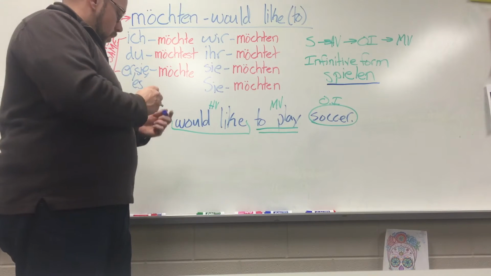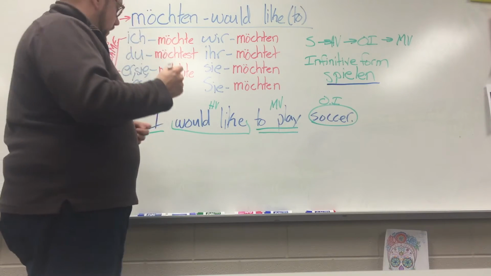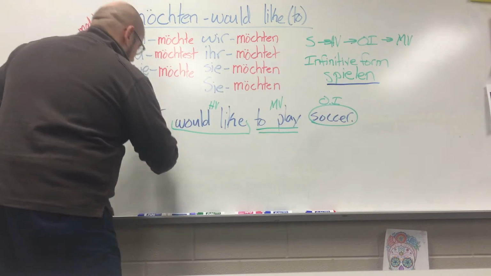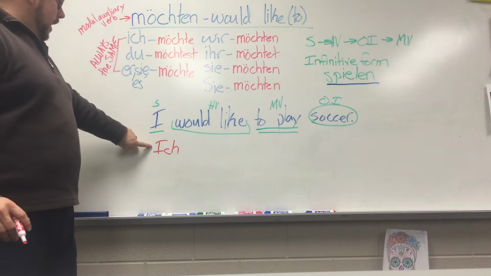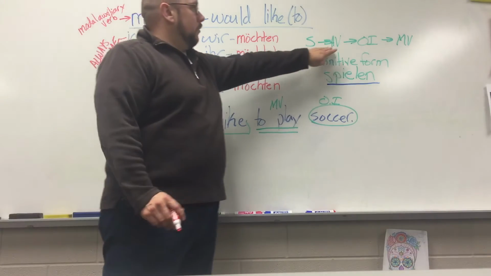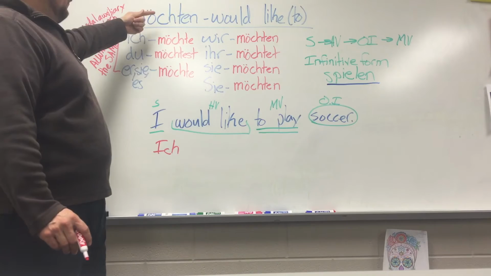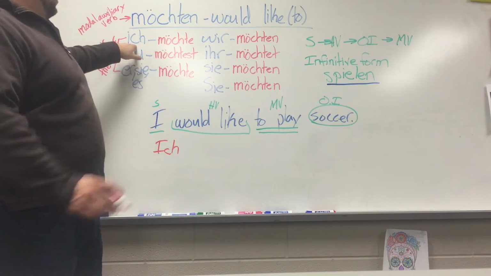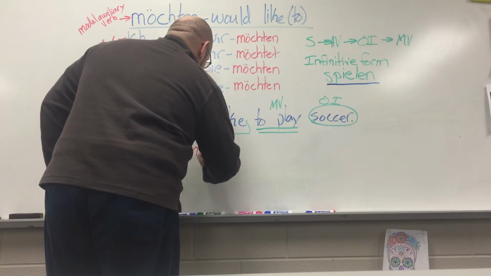So let's go ahead and put this one together so you can see what it looks like when we actually have a sentence together. So first thing we're going to write, subject. Right, that also happens to be our pronoun. And since this is our pronoun, next we need our helping verb. So we need would like. So we can come up here. What form of möchten, or would like, goes with ich? Find it on our chart. Möchte, so that's the word that we're going to put next.